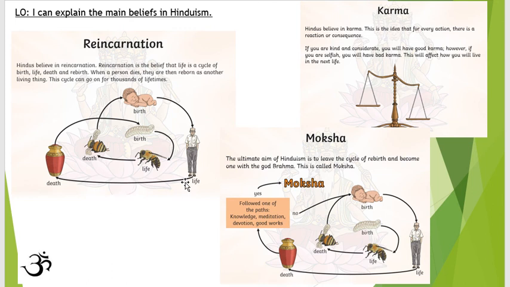Hindus believe that all forms of life contain a soul, and all souls have a chance to experience life in different forms. Now, you can see on this slide here that there is a cycle of birth, life, death and rebirth, and this cycle is called samsara. So when a person dies, they are then reborn as another living thing, and this cycle, samsara, can go on for thousands of lifetimes. But it is governed by something called karma.